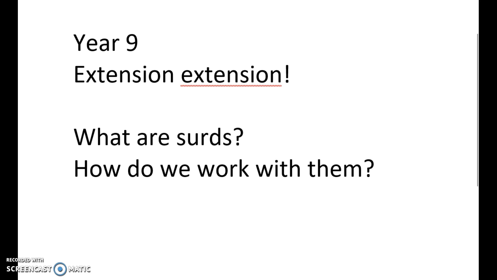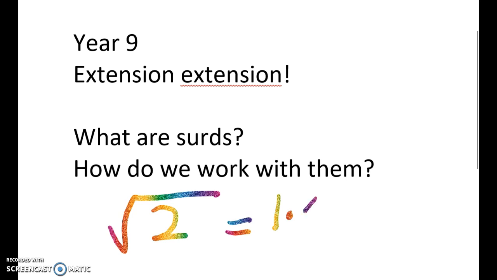So the most famous SURD is this one here, the square root of 2. And the square root of 2 is an irrational number. There's no way that you can write the square root of 2 exactly using a decimal. So if you go and grab your calculator, you'll see you get a whole bunch of numbers when you chuck it in your calculator. You'll get 1.41 and so on, but that is just an approximation.